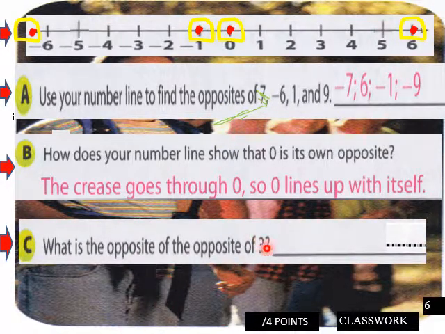What is the opposite of 3? What's the opposite of 3? It'd be -3. Yep, 3 and -3. These are opposites here.